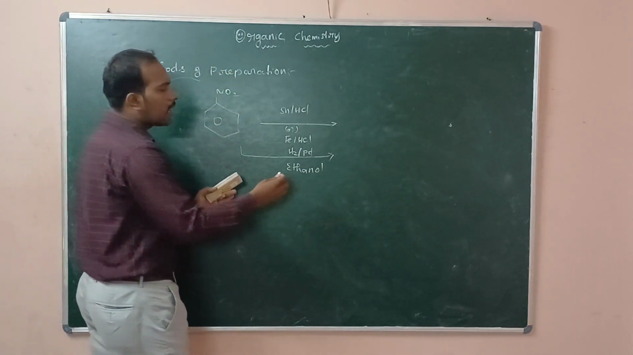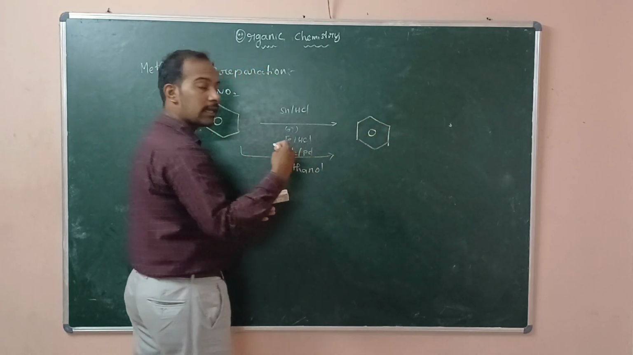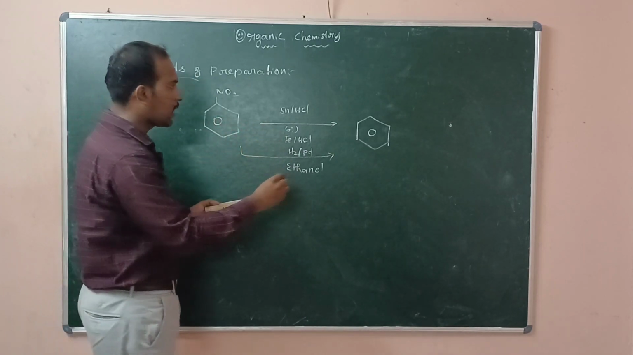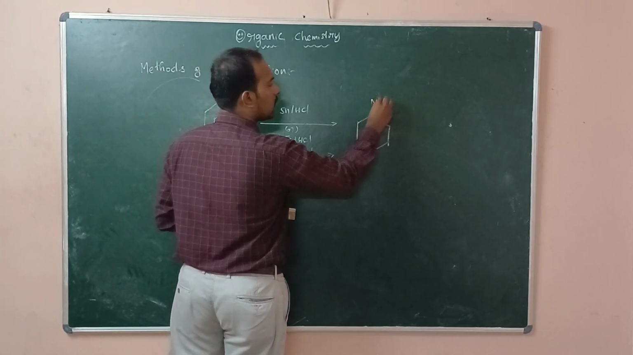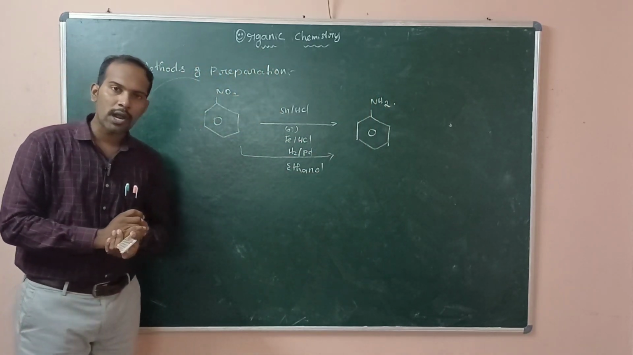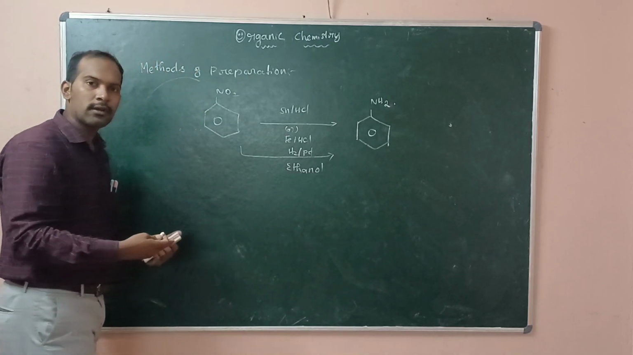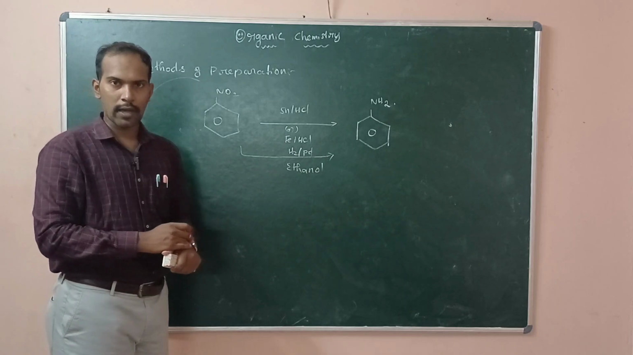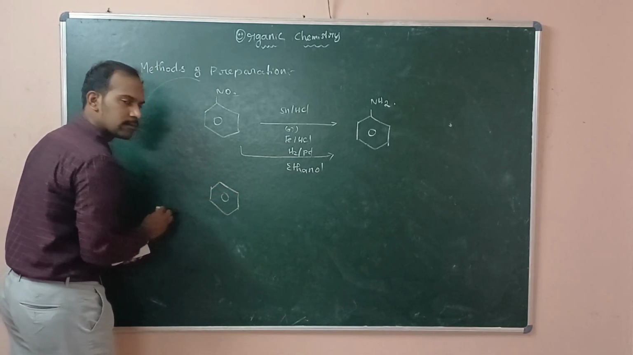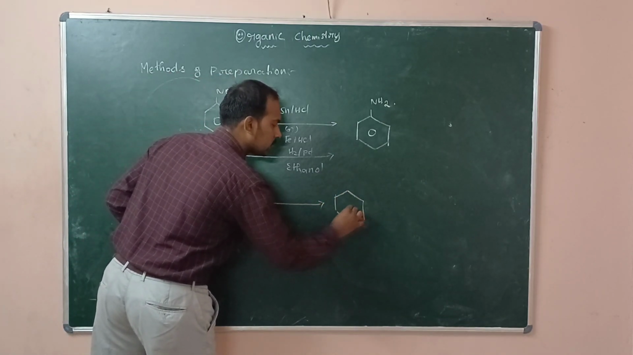Understood? Now if you use these reagents, this NO2 will be converted, as reduction means addition of hydrogen and removal of oxygens, so here we get NH2. The most important conversion they will ask in examination is: how will you convert benzene to aniline? The starting reactant is benzene.